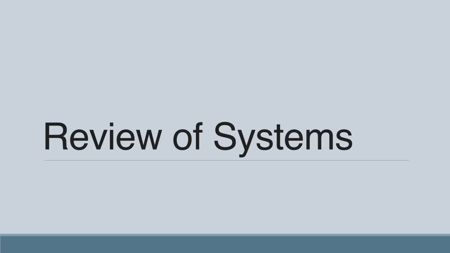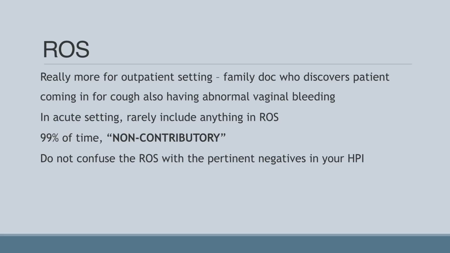Okay, review of systems. So the review of systems actually rarely plays a role in inpatient settings, and it's really more used for outpatient visits. 99% of the time, you'll just say review of systems, non-contributory, because in the acute setting, most positive symptoms will almost always be stated in the HPI. Where it may play a role is in a family practice office where you're doing this general screening exam and you discover that your patient has postmenopausal vaginal bleeding.